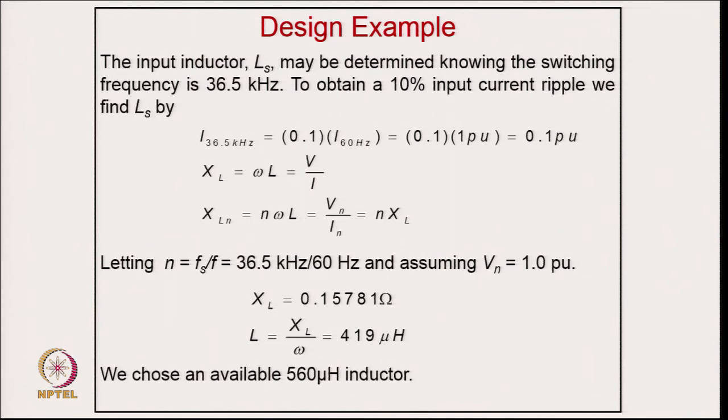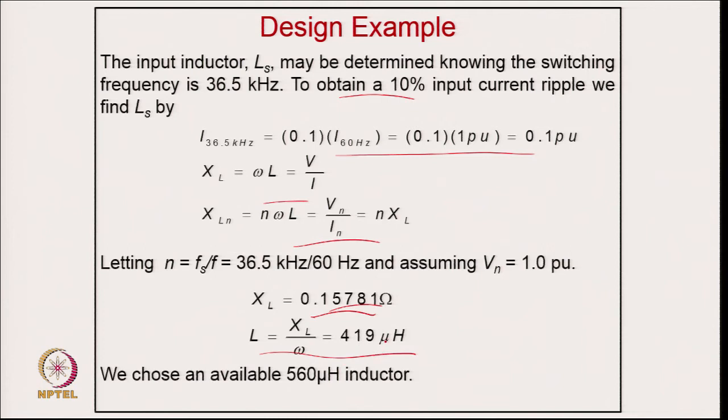And coming to the calculation of the inductor, that is also determined by the 10% input current ripple. So we can find out how much the current ripple will be, 10%, and from this the inductor for that particular switching frequency. We get XL equal to this from this relation, and L we can find out as 0.419 millihenry.